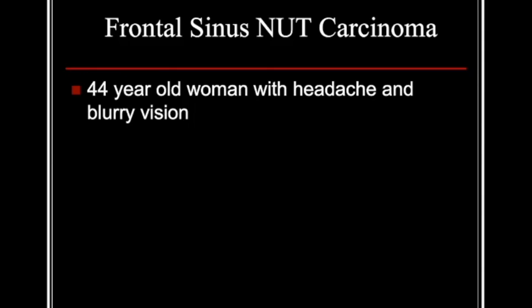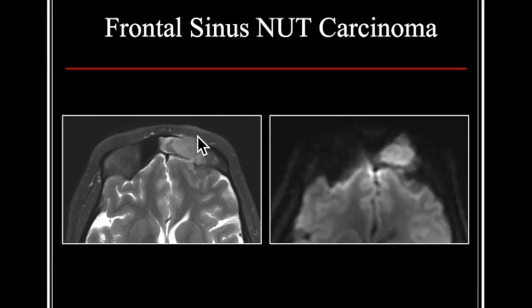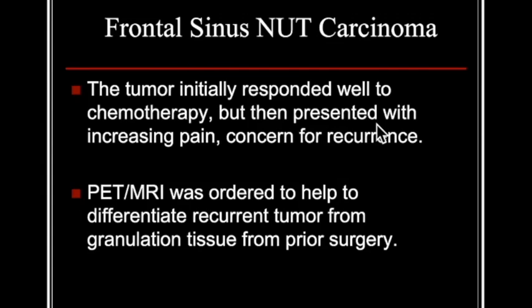The second NUT carcinoma, this is a 44-year-old woman who presented with headache and blurry vision. We can see a mass in the left frontal sinus extending anteriorly. Originally thought it might be Pott's puffy tumor, but because it was a little atypical, they brought her back in 3 weeks to image. Here you can see we now have a much more well-circumscribed lobulated mass rising from the left frontal sinus. We can see the enhancement pushing out the periosteum just anterior to the left frontal calvarium.